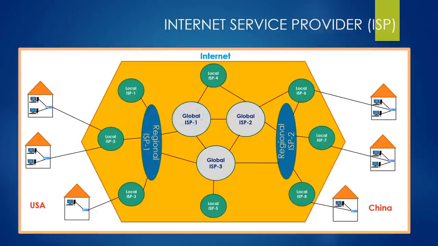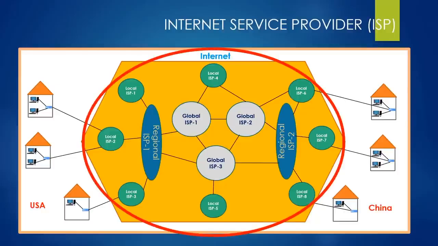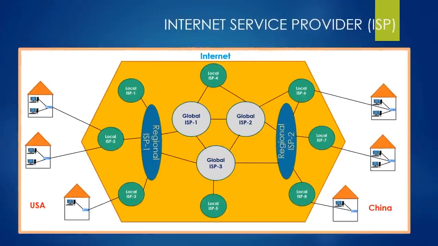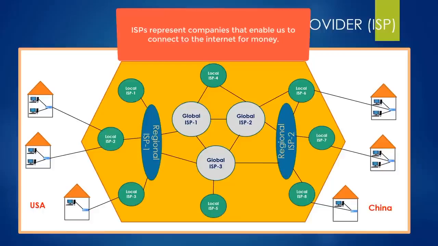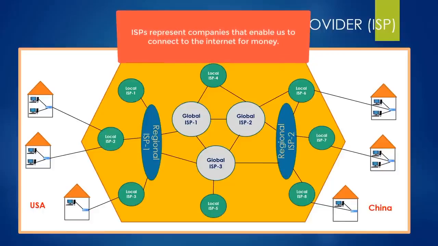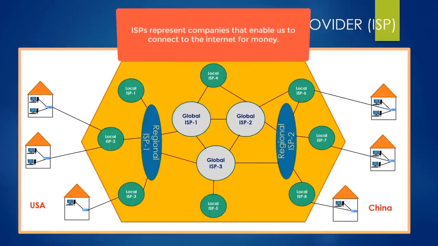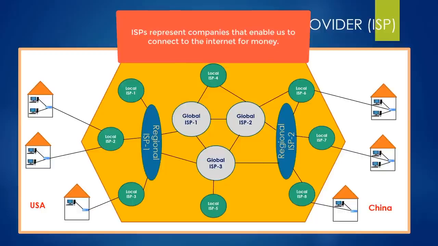In addition, the ISP model you see here is a simplified model, but even if the model is simple, it is enough to understand the most important parts of the concept. Let's start with the basic definition of the ISP. ISPs represent companies that serve us so that we can connect to the internet. And of course, they charge a certain fee for this service. You cannot connect to the internet without an ISP. Think of the ISP as the structure that allows you to connect to the internet.